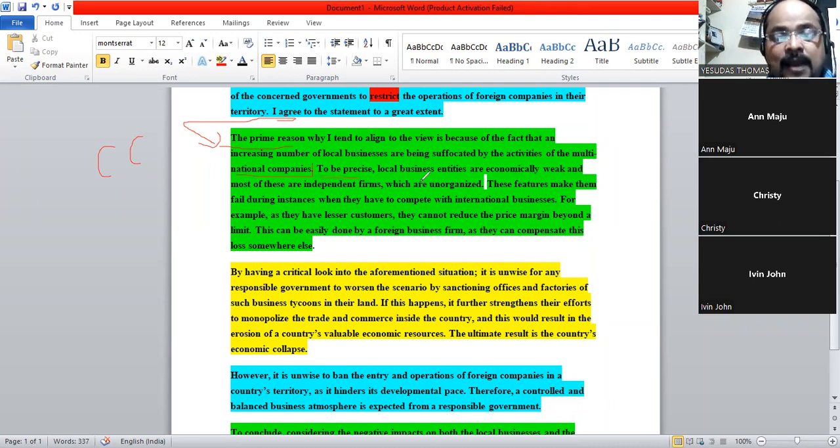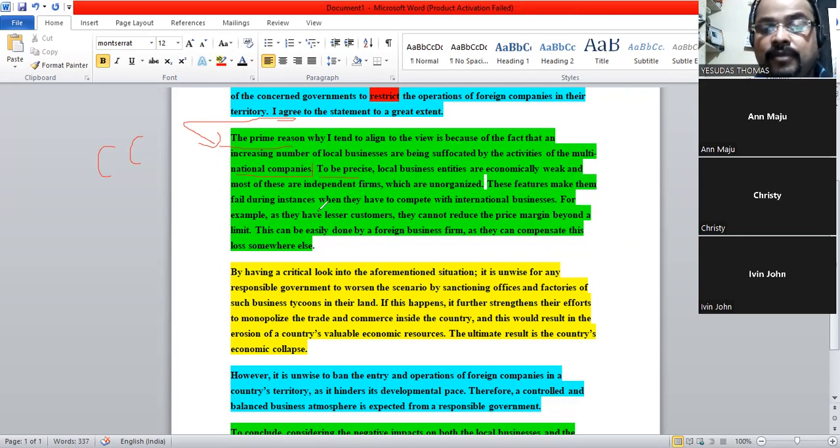To be precise, local business entities are economically weak, and most of these are independent firms which are unorganized. These features make them fail during instances when they have to compete with the international businesses. So we have the explanation here. The local business entities are weak, independent, and unorganized, they cannot compete with international businesses, and often they fail when they try to compete with them.